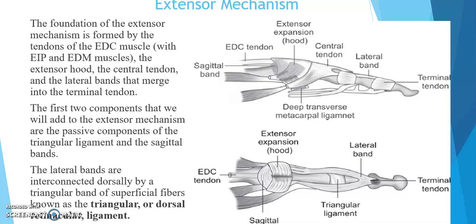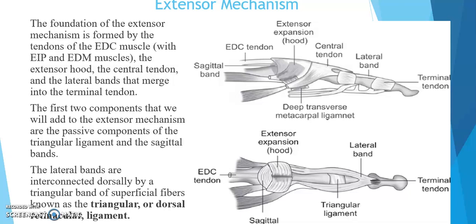Dear students, we are in the 24th part of the wrist and hand complex. After understanding more about the extrinsic finger extensors, in the same area, we are going to the extensor mechanism. Once you understand the extensor mechanism, we will be completely understanding the finger extensor muscles.